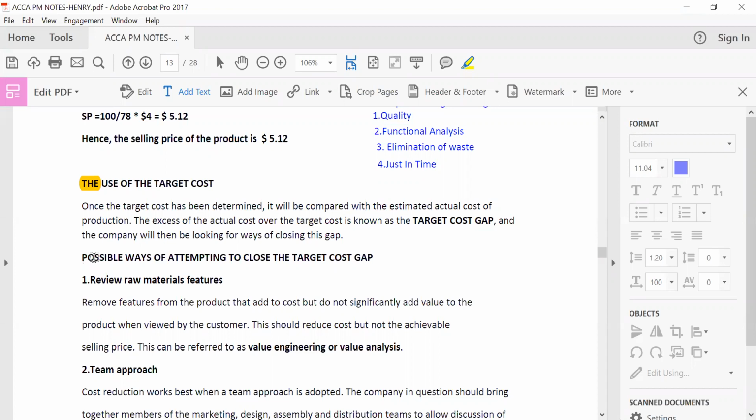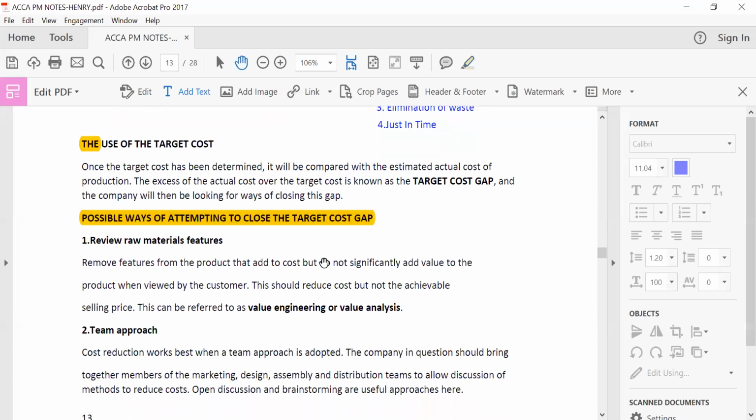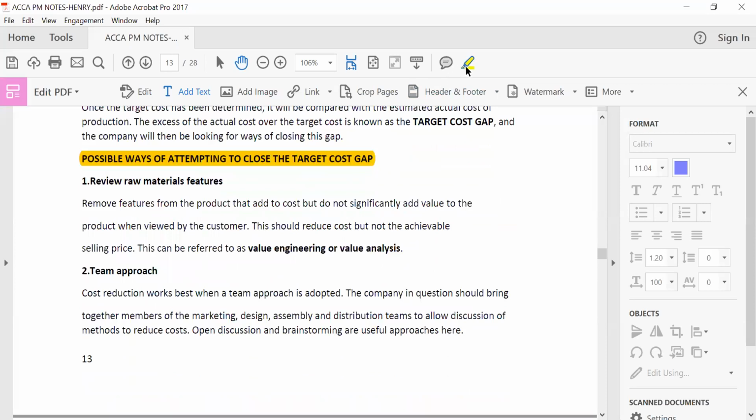So I was talking about possible ways of eliminating the target cost gap. If the target cost gap exists, eliminate it, because we have stated that if you cannot eliminate it, do not even think about producing the product. So, possible ways of attempting to eliminate the target cost gap. What are some of the ways? I've given you detailed ways of eliminating the target cost gap, and please, you can pick it up, right?